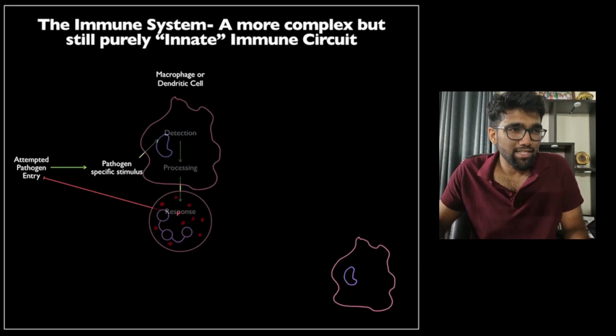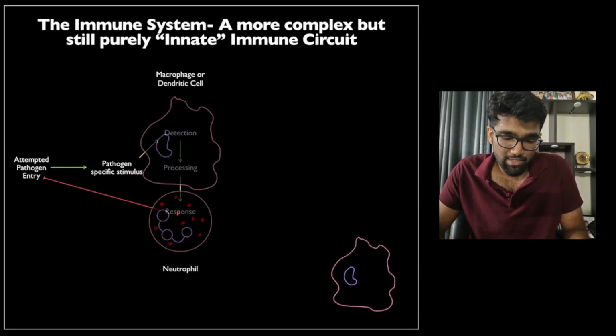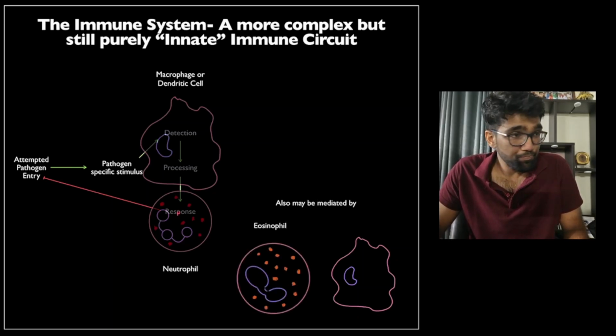Although essentially any nucleated cell can do that, however, these are much more primed to do it. And then we have some effector cells that go and kill the pathogen. That could be a neutrophil. It could also be an eosinophil, and this is what an eosinophil looks like. It has a bilobed nucleus and orange granules within the cytoplasm. And again, it could be a macrophage.